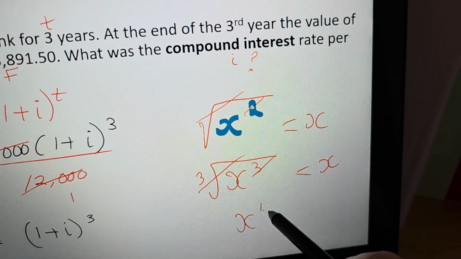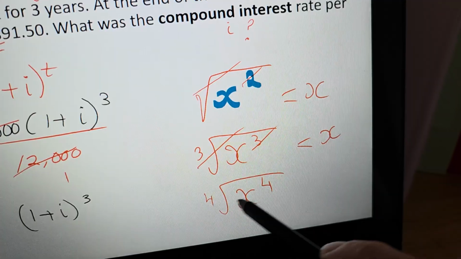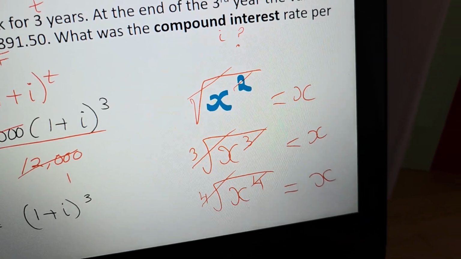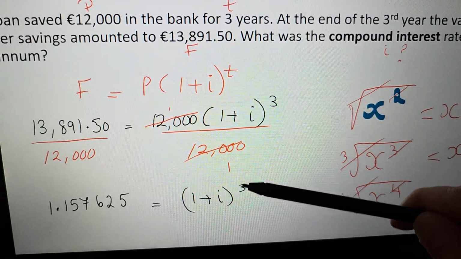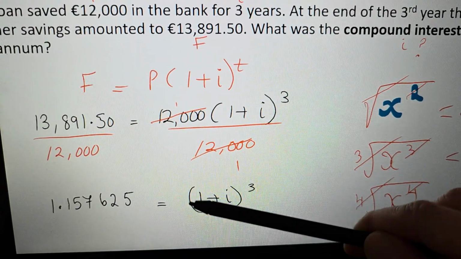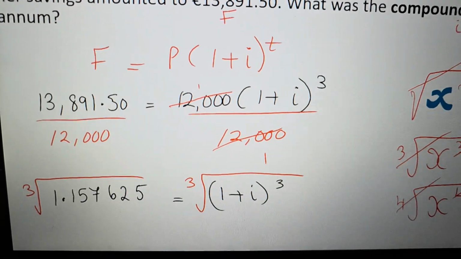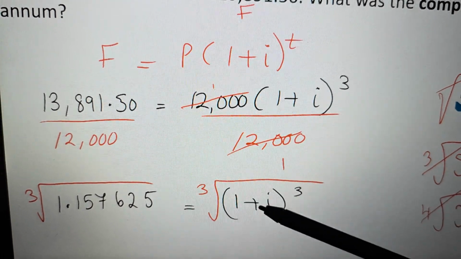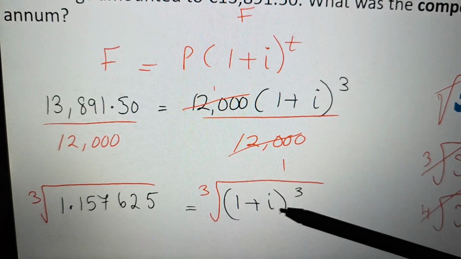If I had x to the power of 4, and I want to undo that, if you get the fourth root of x to the power of 4, a fourth root cancels out a power of 4, and you would just be left with x. Okay? So that's what I mean here when I want to undo a power of 3, because I want to get 1 plus I on its own. But currently it's trapped inside the bracket and it's to the power of 3. To undo that, I'm going to get the cube root of both sides. What you do to one side, you must do to the other. So the cube root of this bracket cubed, a cube root cancels out a power of 3, so you're just going to be left with 1 plus I.